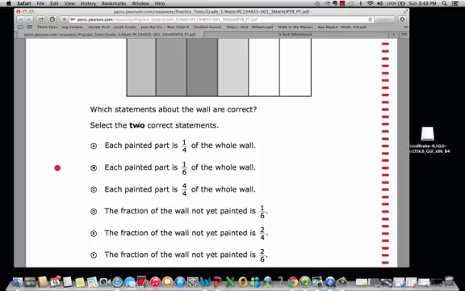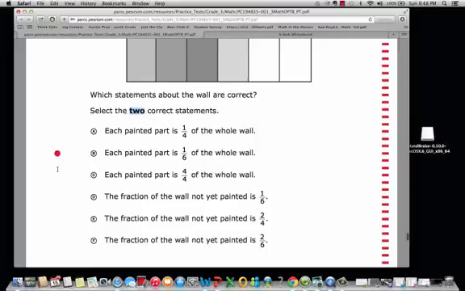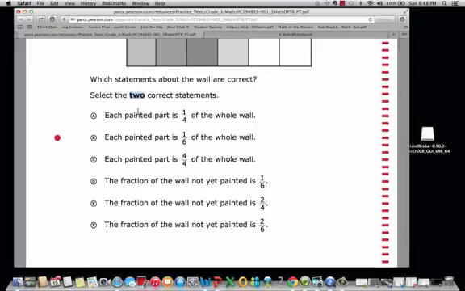If it says select the 2 correct statements, that is a for sure given that there are 2 answers that are right. So if you go through this and you think in your head, I only get 1 answer that's right, you're wrong. You need to go through them again, because if it says select 2 correct statements, there are certainly 2 correct statements in the answer list.